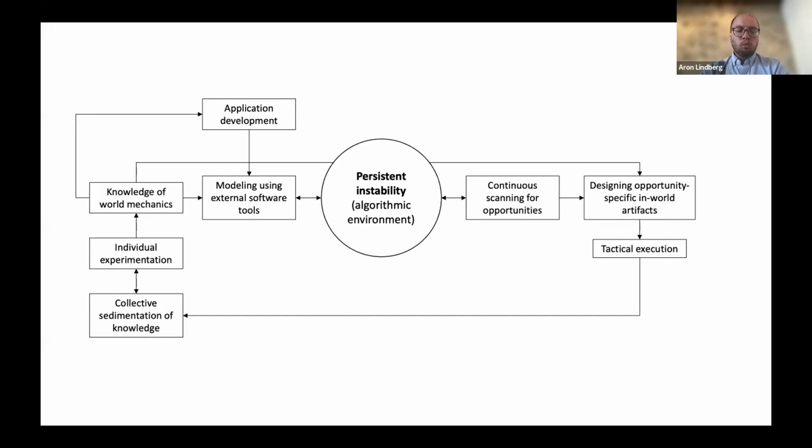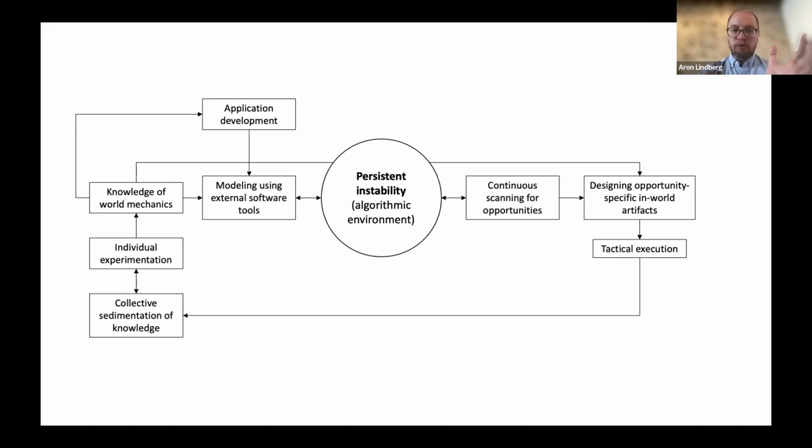So what I've found as I've been engaging with this algorithmic environment is that one of the prime experiences that the players have is that of persistent instability. The game environment and the behavior of agentic artifacts in the environment continuously changes. And because the environment and the agentic artifacts in that environment change continuously, the behavior of human opponents also changes continuously. They therefore develop third-party applications to model that environment.